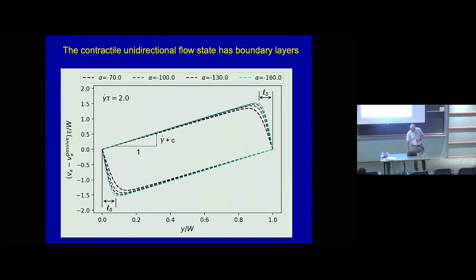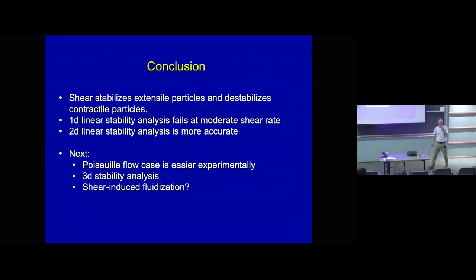Okay, so I took out one or two slides just before, but I think that's okay if I end a little bit early. The conclusion is very simple: when you look at this problem of the bend instability with shear, the shear stabilizes extensile particles, but it destabilizes the contractile particles if the shear is sufficiently large. This 1D stability analysis fails at moderate shear rate, and it's not hard to see why, because the state that it's unstable to is two-dimensional. We are working on looking at this in 3 dimensions.